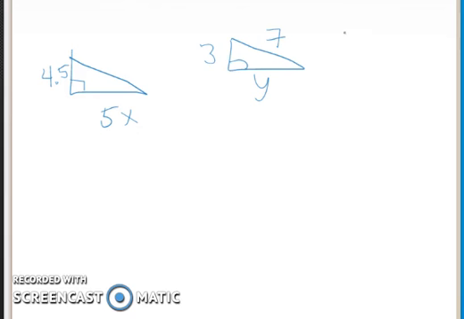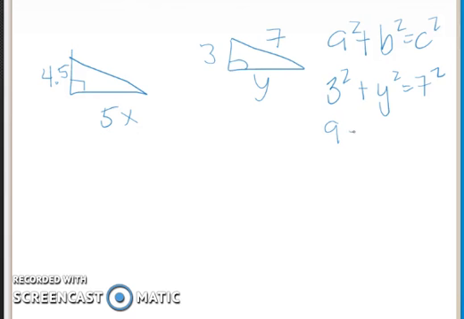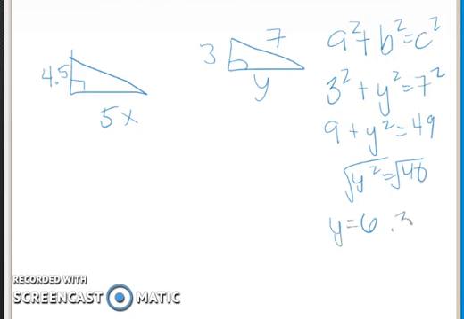I don't want that. But if I use the Pythagorean theorem, I can actually find y. The two legs squared and added together should equal the square of the hypotenuse. So we get 3 squared plus y squared equals 7 squared. That's 9 plus y squared equals 49. Subtract the 9, we get y squared equals 40. Taking the square root of both sides, y is approximately 6.3.